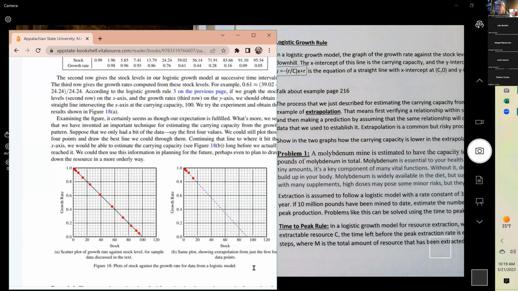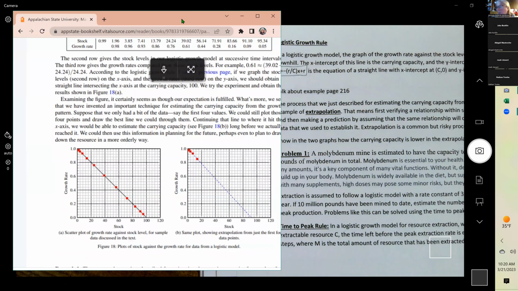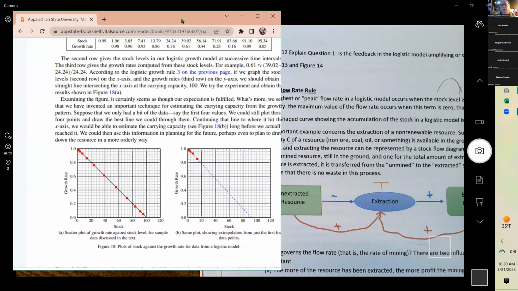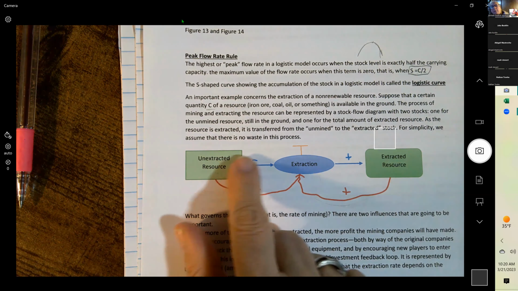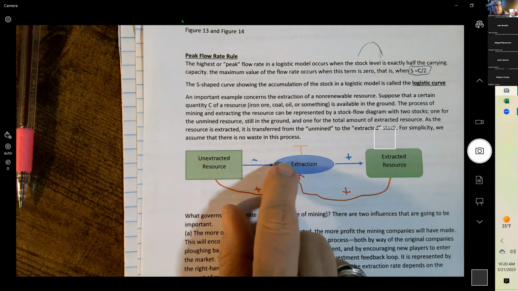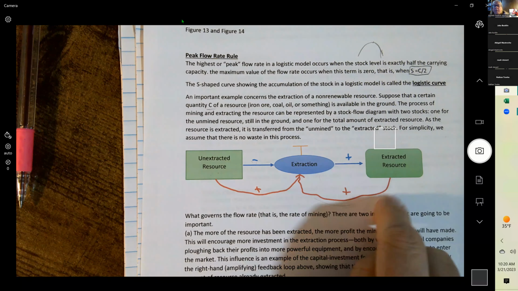Which one stabilizes? The stabilizing one is the one with the negative in it. So this one is stabilizing because of the negative. This one is amplifying.